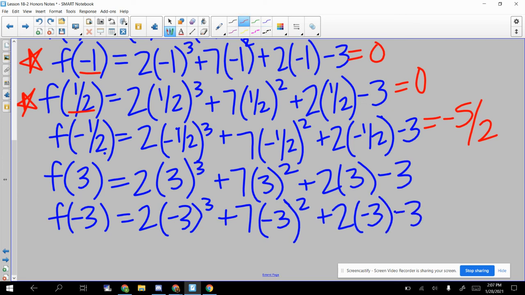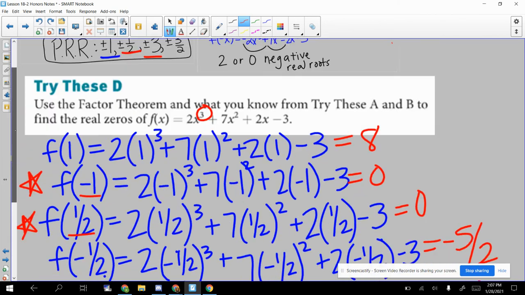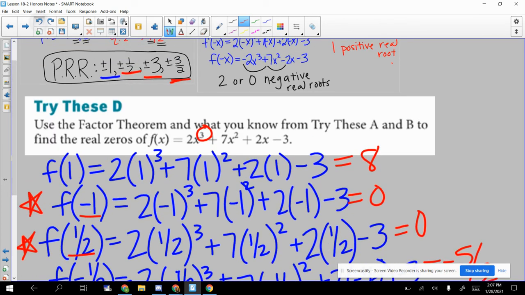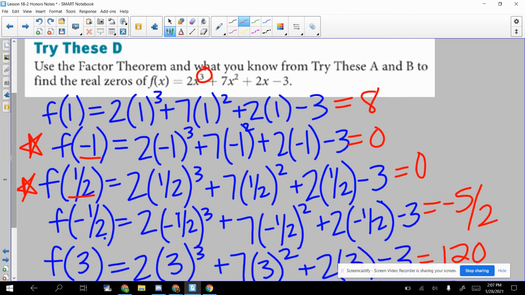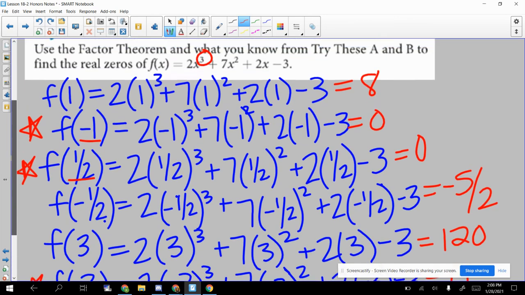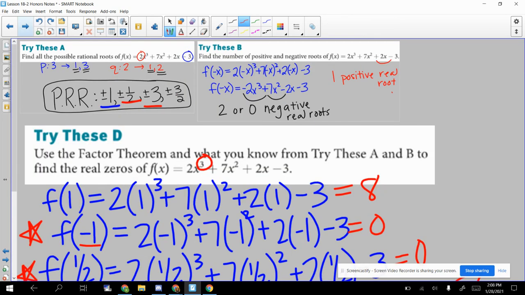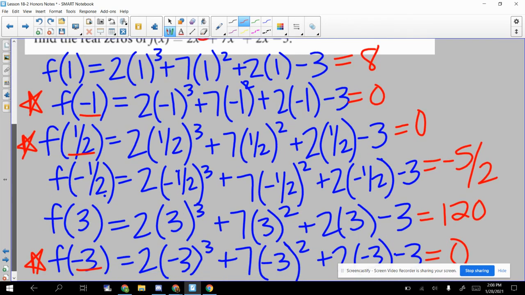All right, so let's see what these equal. So +3 should give you 120, so that's not going to work. But then -3 gives you 0. So then you're good. You know this was a 3rd degree polynomial. So once you have your 3, we don't even need to test positive or negative 3/2, because we have our 3 solutions. And those are at -1, 1/2, and -3. And again, those are the same ones we got doing it this way, -1, -3, and 1/2. And they were part of the possible rational roots, and 2 of them are negative, 1 is positive. So we are all good to go.